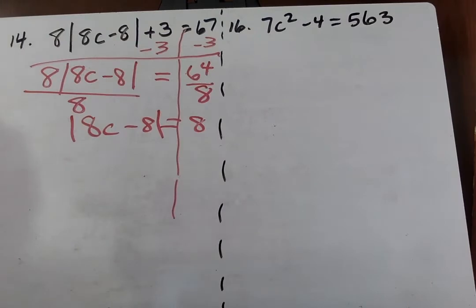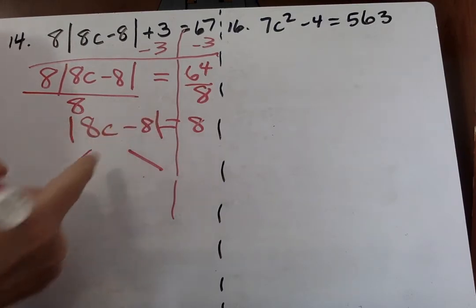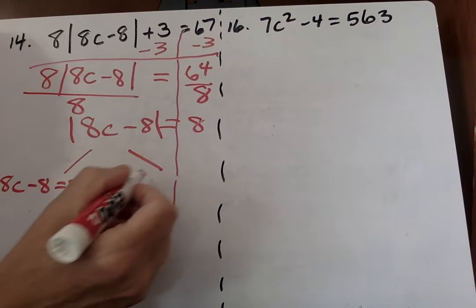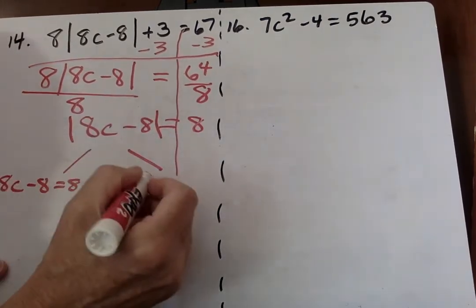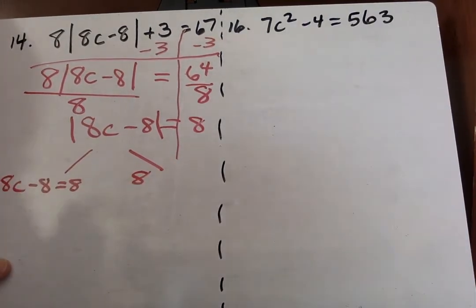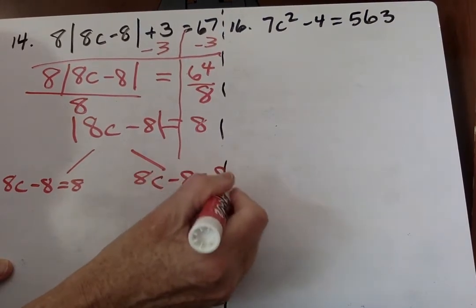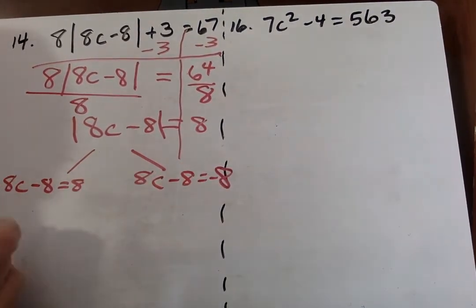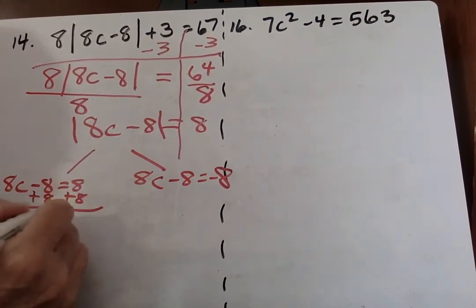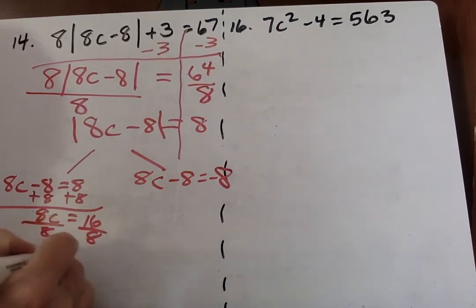Now, once you get the absolute values by itself, we can make our two equations. We can write it exactly as it is. 8c minus 8 equals 8. That's our first one, exactly like it is. And then the second one is going to be 8c minus 8 equals negative 8. Okay, so let's solve this one first. I'm going to add 8. So 8c equals 16. Divide by 8, and c equals 2.